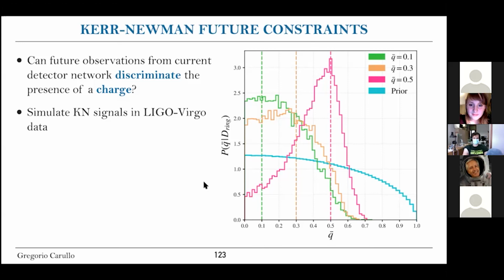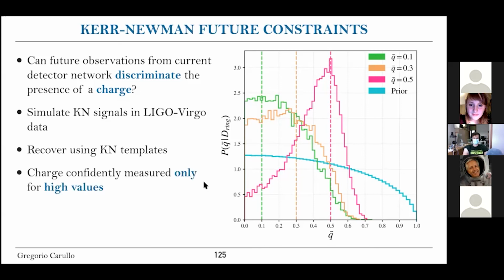And so we did what's called an injection study. We simulated signals with future upgrades of the current detectors, so these LIGO-Virgo data at design sensitivity. And what we found is that you can actually measure the charge only for very high values. Even at design sensitivity, if the charge is smaller than 0.3 or even 0.5, you cannot really tell anything. Only for very large values of the charge can you start to measure something. So this needs either third generation detectors or LISA measurements to be confidently discriminated. Unless, of course, we start to build coherent templates where you have these effects also in the inspiral and merger.